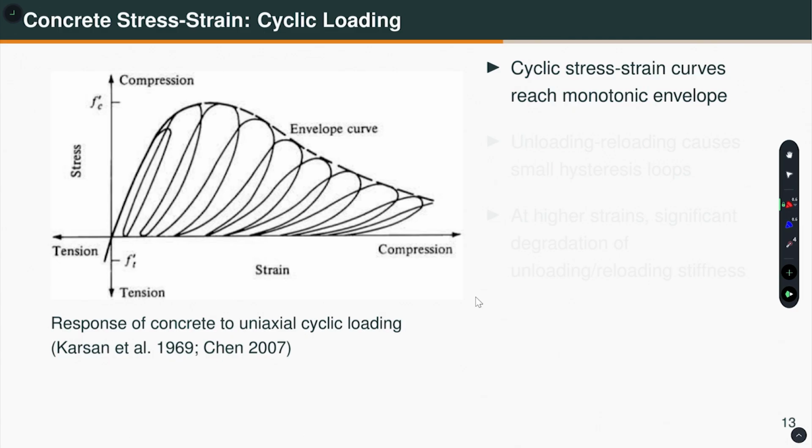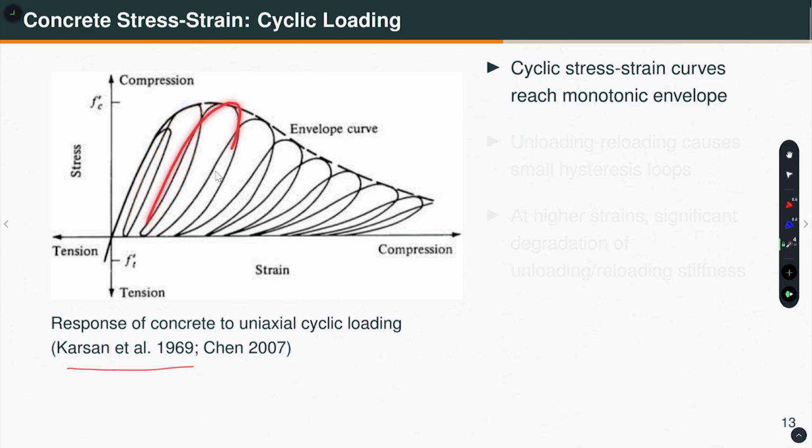So, this is experimental data obtained by Carson et al. Okay. This is compression stress versus strain. If you look at this, this is the monotonic envelope. If you do a monotonic test, this is what you get. If you do a cyclic test, then the stress strain response is going something like this, right.